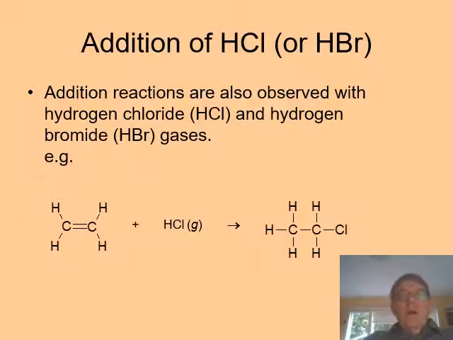You can add a hydrogen halide, for example, hydrogen chloride or hydrogen bromide. In this case, hydrogen is added to one carbon of the double bond, and chlorine is added to the other carbon of the double bond. Again, the double bond becomes a single C-C bond.